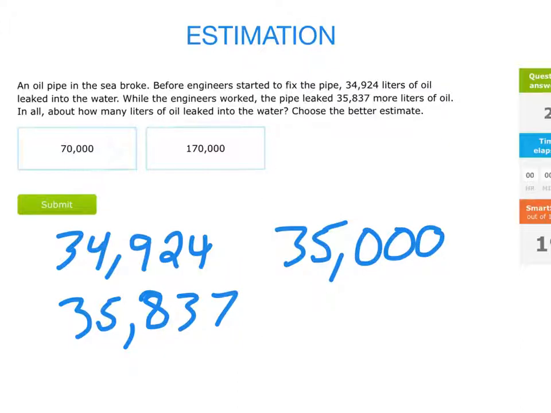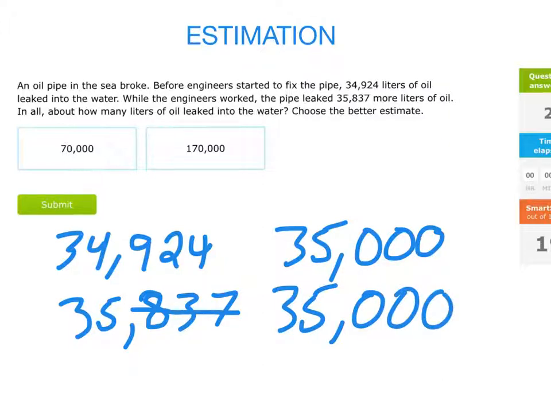So 35,837, I'm just going to forget about the rules of rounding and cut off the last 3 digits. Just turn those into zeros. 35,000 is not what you would round 35,837 to if you rounded to the nearest thousands place, but it's close by that number. And 35 and 35 is a little easier to add in your head. 35 and 35 is just 70, and of course you got all these zeros.